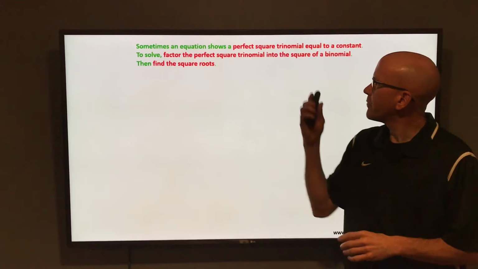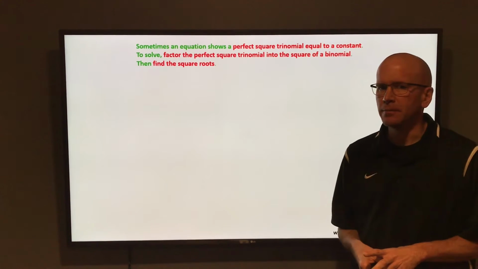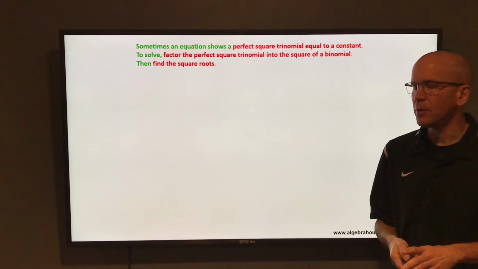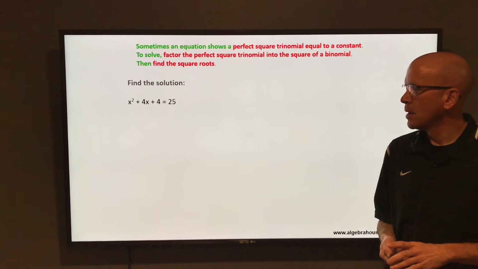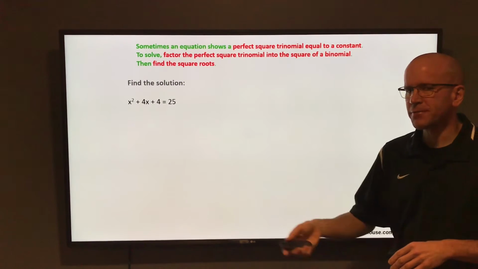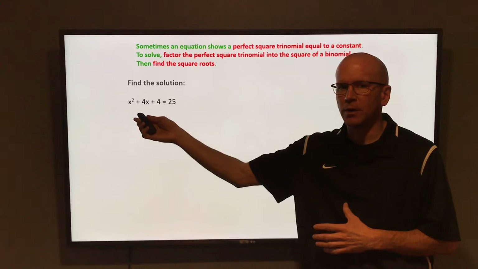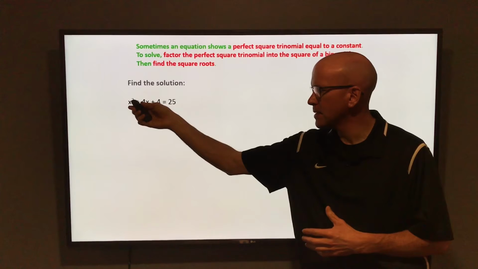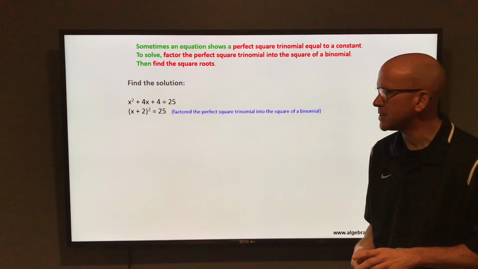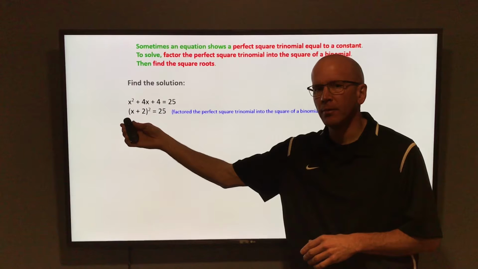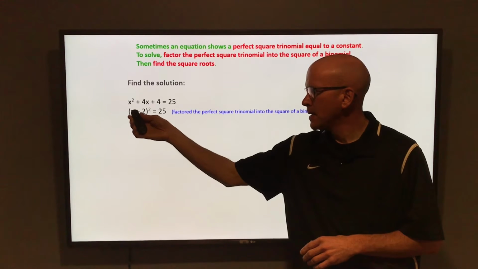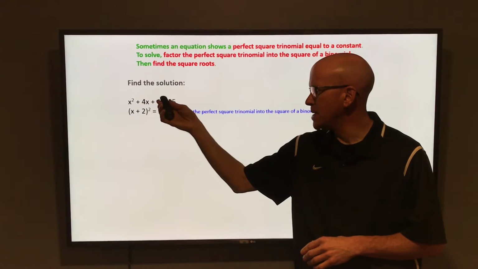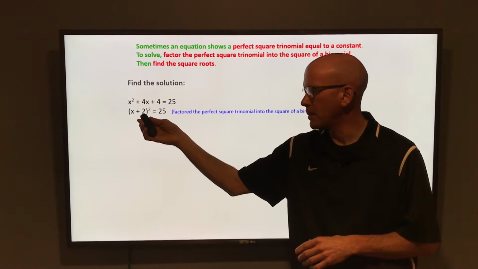Sometimes an equation shows a perfect square trinomial equal to a constant term. To solve that, factor the perfect square trinomial into the square of a binomial and then find the square roots. For example, if you have x squared plus 4x plus 4, that is a perfect square trinomial. 3 terms, it's a trinomial. You have perfect squares on the ends, in the form of a squared plus 2ab plus b squared. That factors into the form of a plus b squared. So if a squared is x squared, then a, the first term of that binomial, is x. And if b squared is 4, b, the second term of the binomial, is 2.